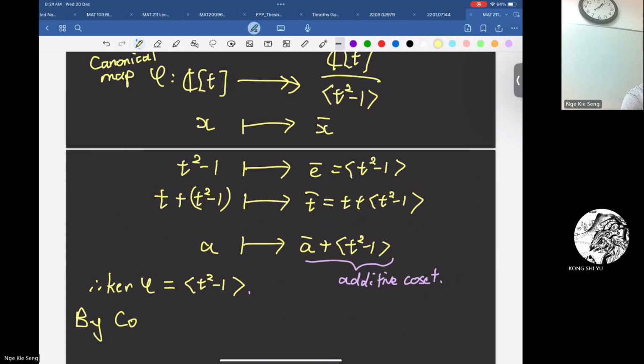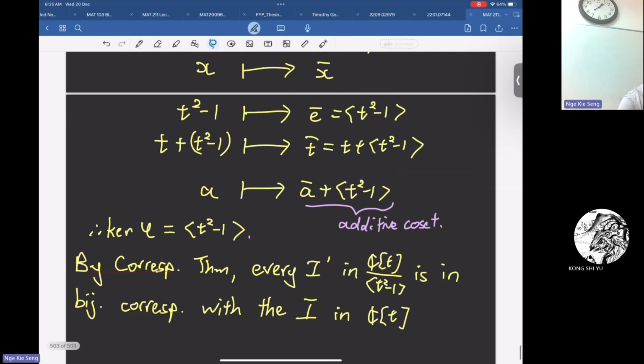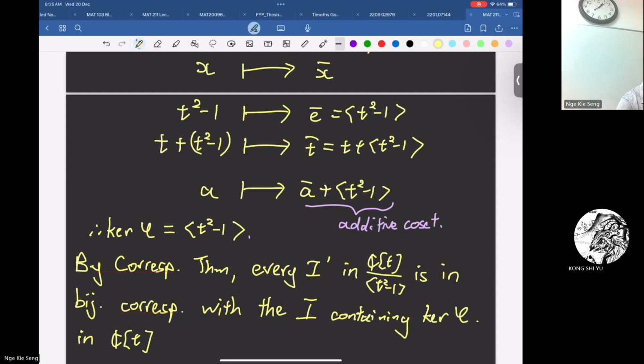So by the correspondence theorem, every ideal in the quotient ring is in bijective correspondence with an ideal in CT. What kind of ideals in here? This ideal must contain the kernel of phi.